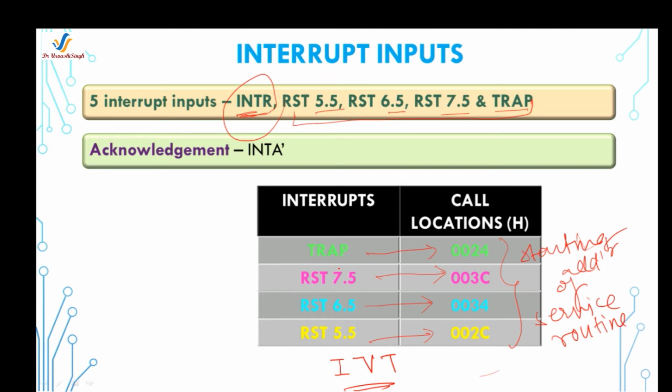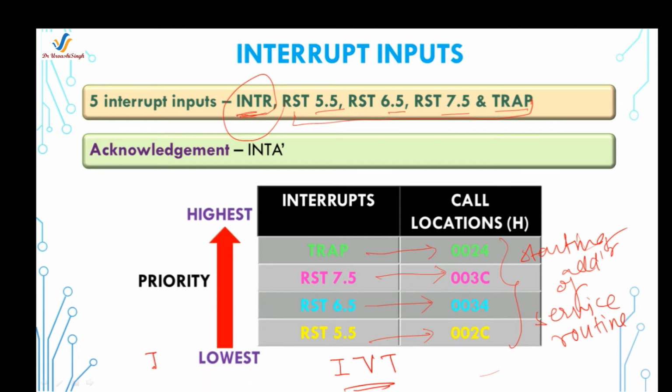And now suppose the situation where more than one interrupt is received by the microprocessor. How will the microprocessor handle these interrupts? So there is a predefined priority to all these interrupts. The lowest priority is given to the INTR and the highest priority is given to the TRAP interrupt, and then 7.5, 6.5 and 5.5. So this is the priority of the interrupts.